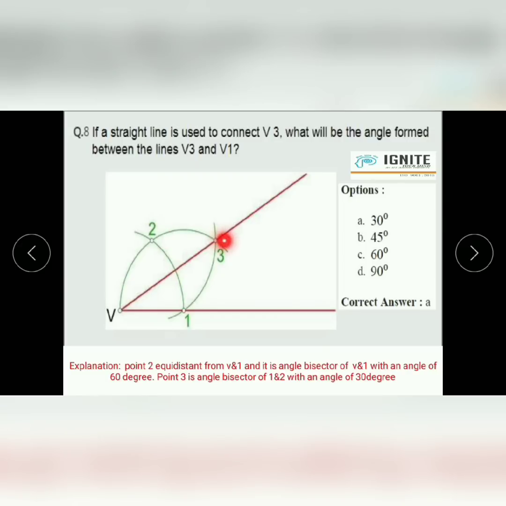And like that, point 3 is an angle bisector of points 2 and 1, with an angle of 30 degrees. Therefore, the angle between V3 and V1 is half of 60 degrees. Therefore, the answer is 30 degrees. Clear?